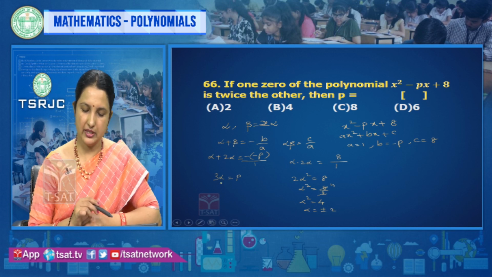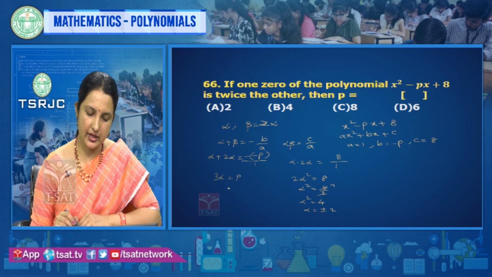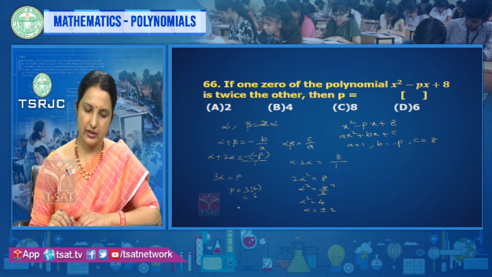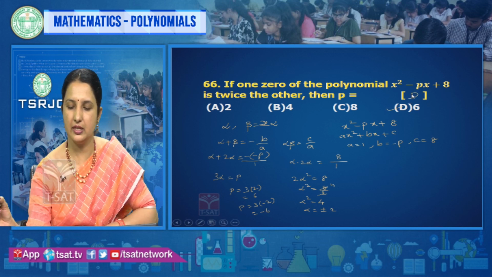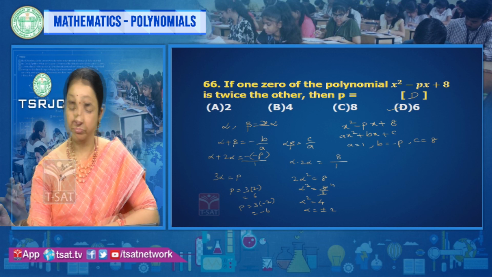So, which is suitable here? If you take alpha equals plus 2, 3 into 2, you will get 6. If you take minus 2, what will you get? 3 into minus 2 equals minus 6. What is there here? 6 is there. So, p equals 6. Option D is the correct one.